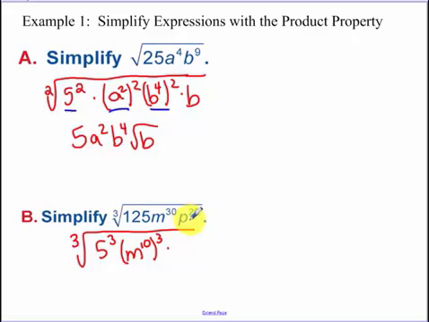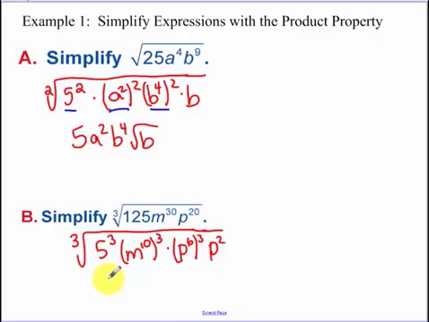Now p to the 20th. Okay, think about it this way. 3 goes into 20 6 times. So what I have there is p to the 18th. What's left over? P squared. Because I would have p to the 18th here with this term. I need to get to p to the 20th, so 18 plus 2 would get me to 20.